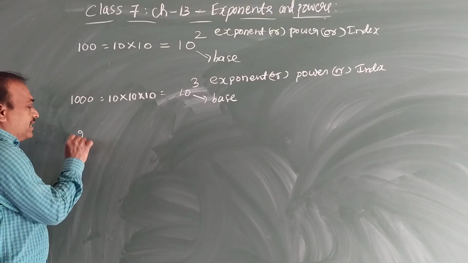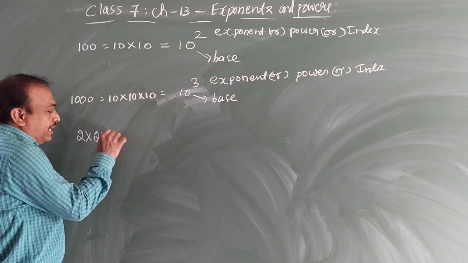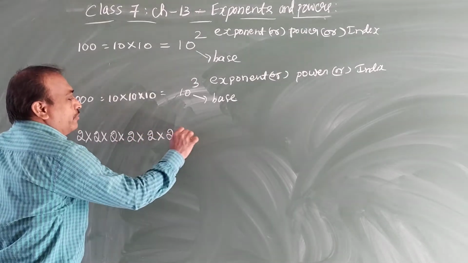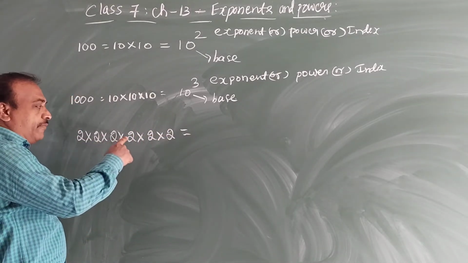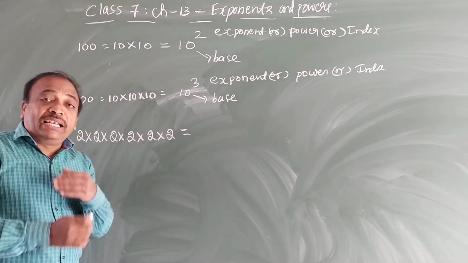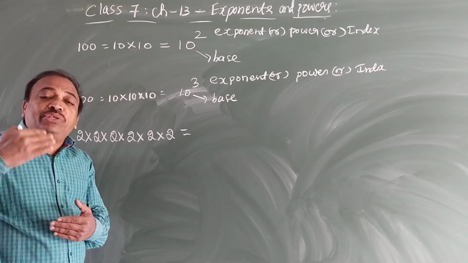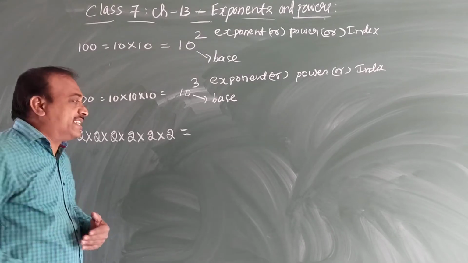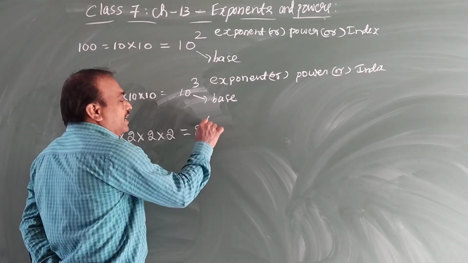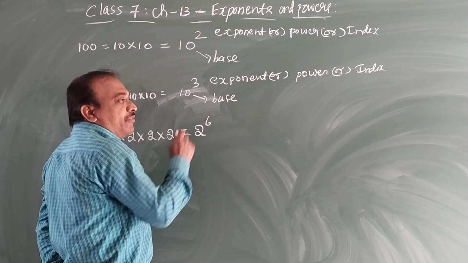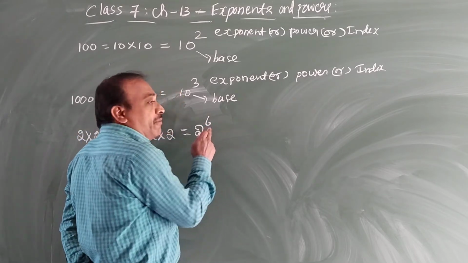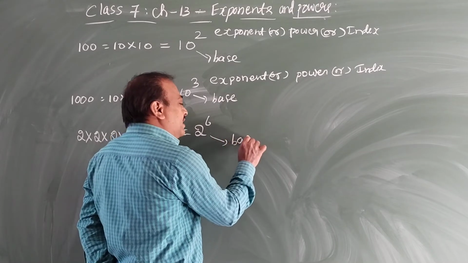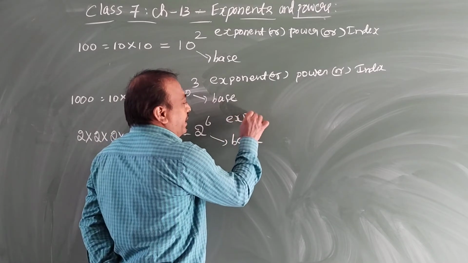Now see, if you write 2 into 2 into 2 into 2 into 2 into 2 like this, how many times do you have 2? 1, 2, 3, 4, 5, 6. 2 is multiplied 6 times. So 2 to the power 6. This is the base and this is the exponent.